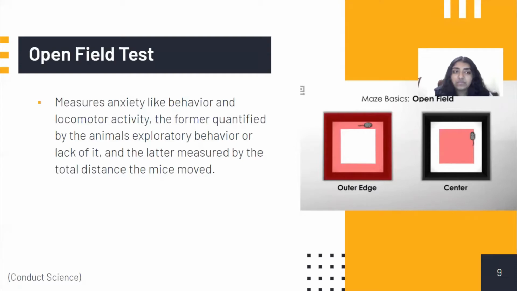And basically, the normal mice will spend more time in the center because they want to explore. This open field test is able to see the levels of anxiety and overall movement as well, and decreased or increased locomotor activity and higher levels of anxiety can indicate the presence of depression-like phenotypes.